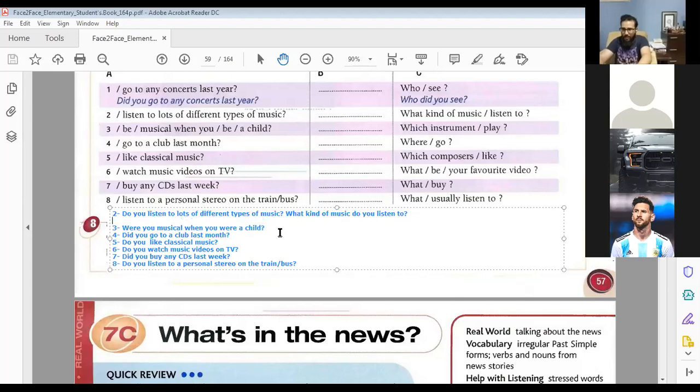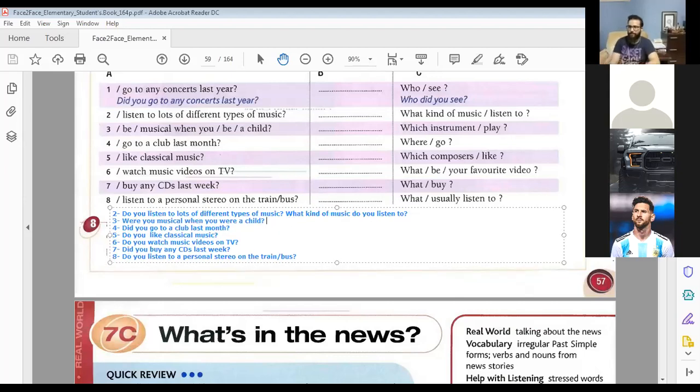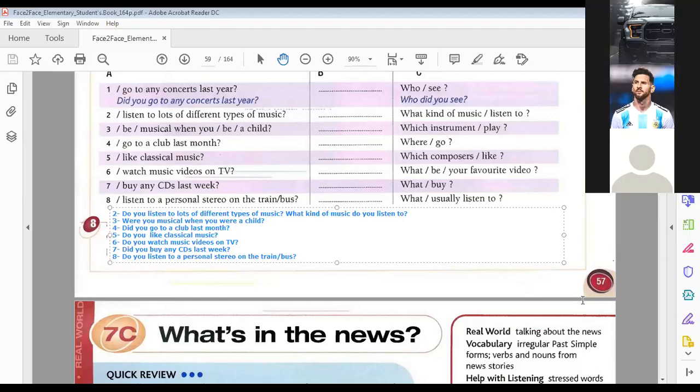Okay, number three. What's the WH question of number three? Which instrument? Did you like? No, we are doing number three. Hana, are you there? Which instrument? An instrument. Did you play? Do you play?